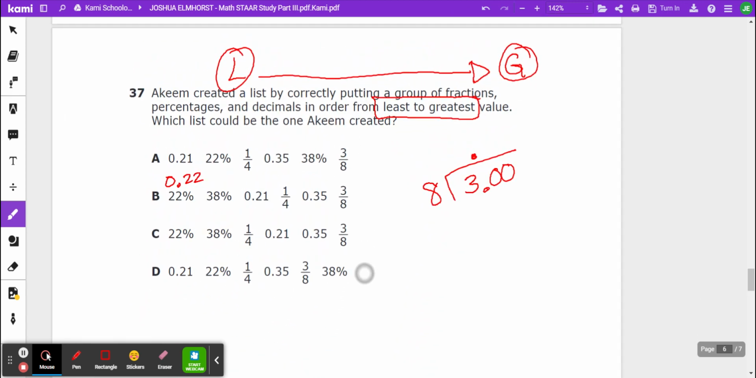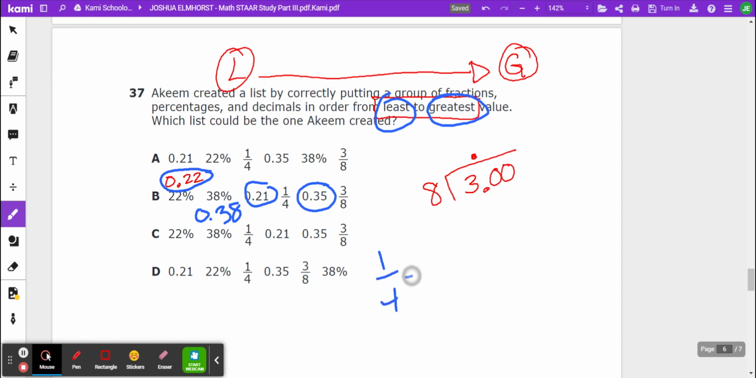Number 7, you're going to put it in order from least to greatest. So 22% is 0.2. Then we have 0.38. So we just convert those to decimals. Then we have 21 hundredths and then 35 hundredths. So 1/4, that's one of our benchmark fractions, 0.25. So this is going to be 0.25. So the only one that you really need to focus on is the 3/8.